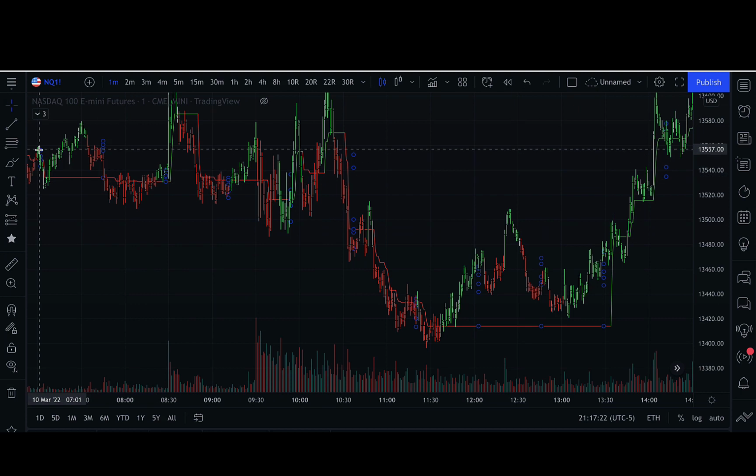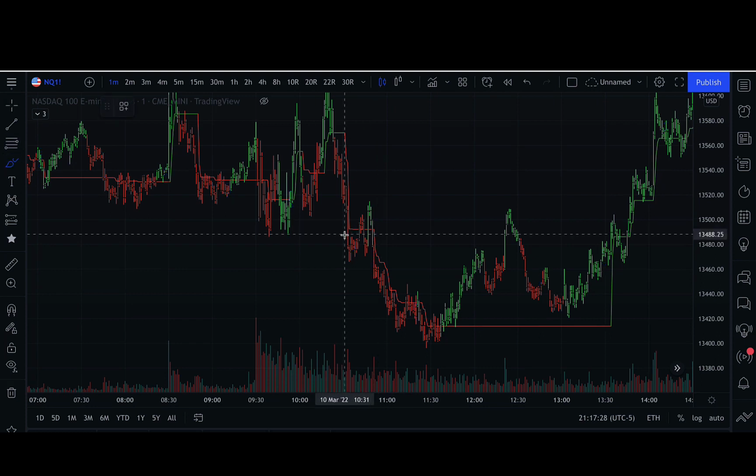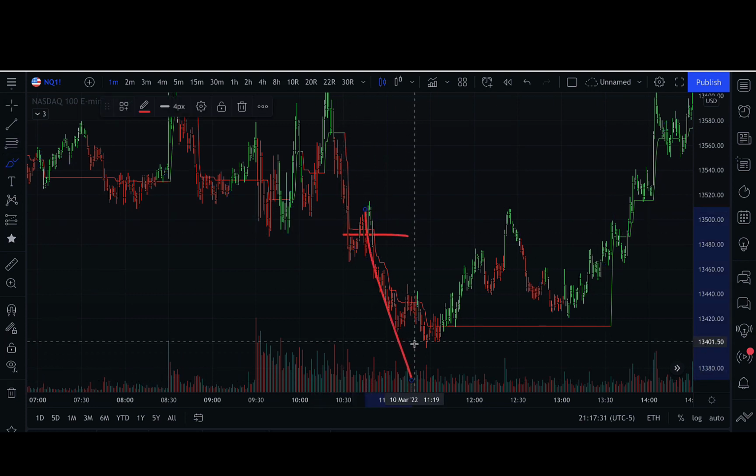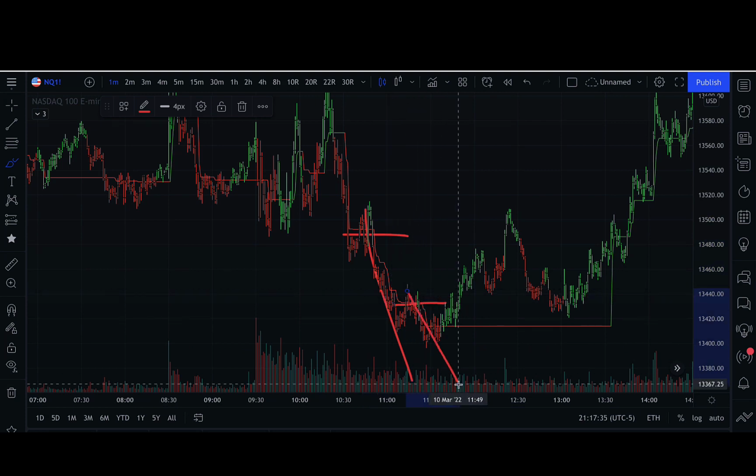Here's another example where price has broken. It's making a move down, move down, move down. It goes above the red line. These are the best ones. Limit order, down it goes. Here it is again. Limit order, down it goes. Here it is again. Limit order, down it goes.